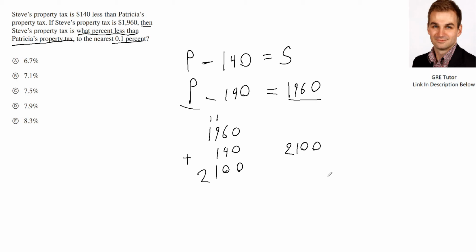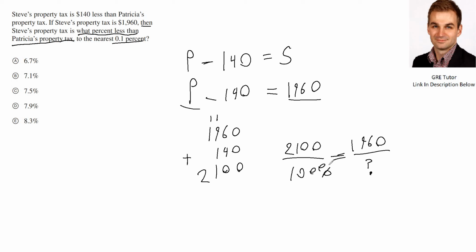Alright, so we want to know what percent do you have to decrease. What percentage less than Patricia's property tax is Steve's property tax? So if 2,100 is 100%, then what is 1960 in terms of percentage? That's what we're trying to find. Alright, so you just create this ratio. You know that Patricia's is 100. Well, what is Steve's? So cross multiply and divide.